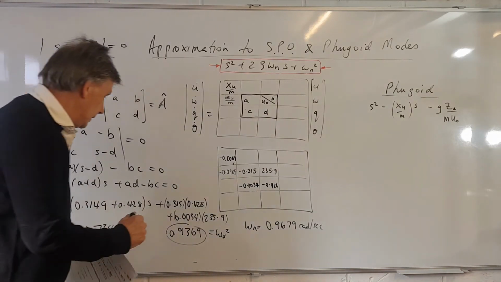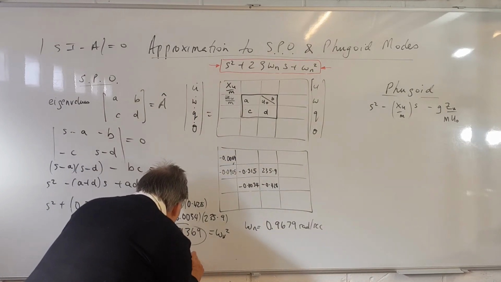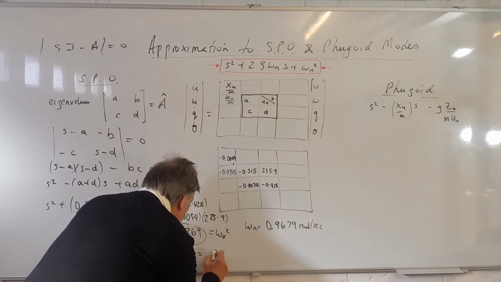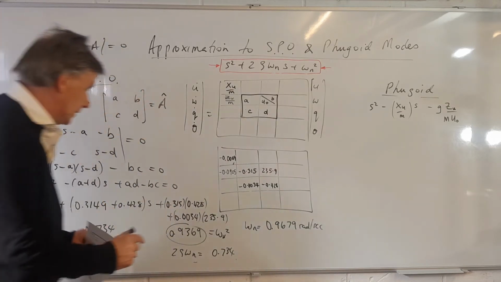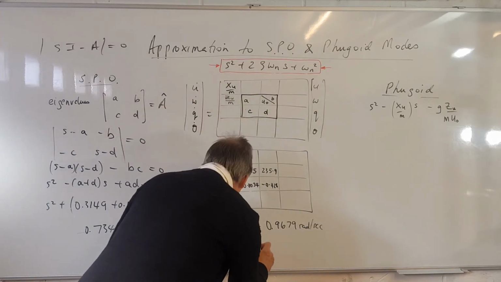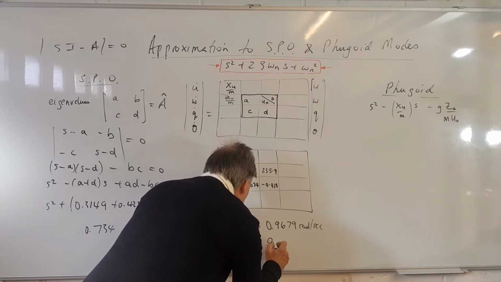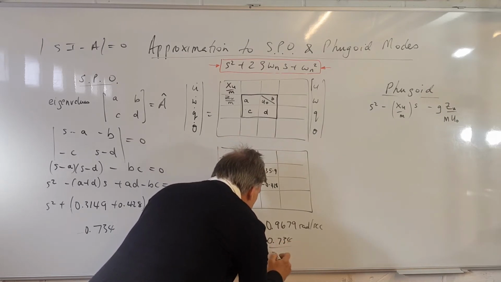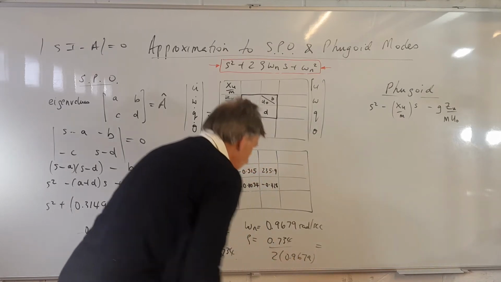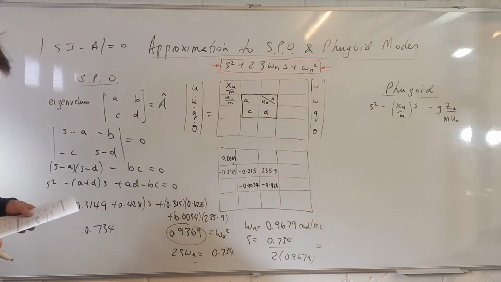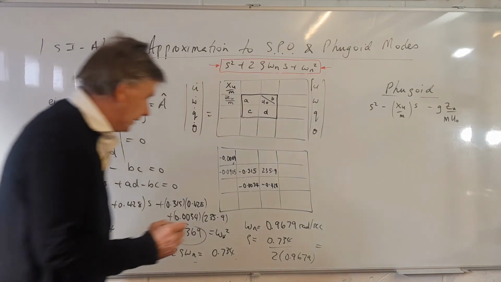So we've got 2 zeta omega n is equal to 0.734, from which we can now get zeta. So zeta is equal to 0.734 over 2 times omega n, which is 0.9679. So if we compute that one, we get a zeta of 0.3838.